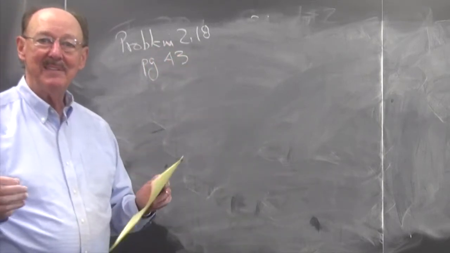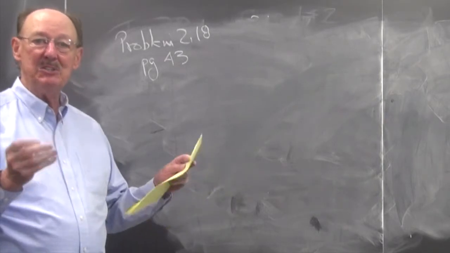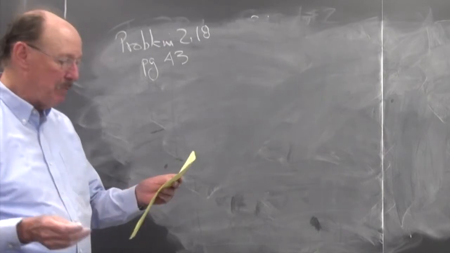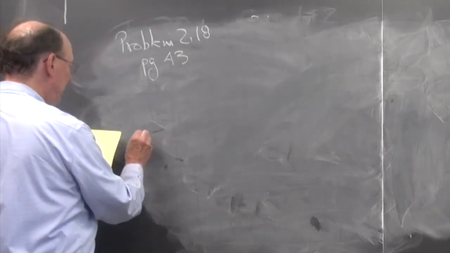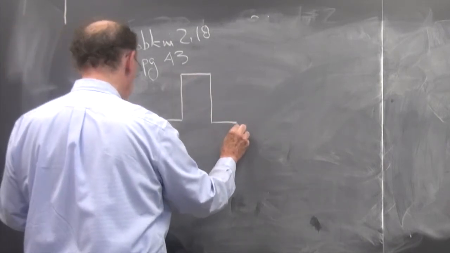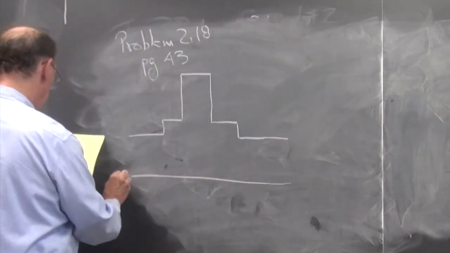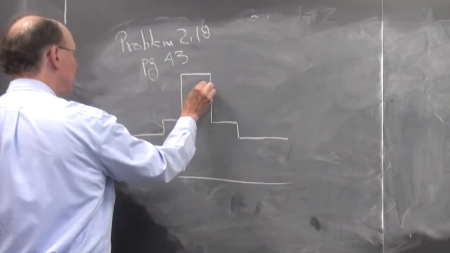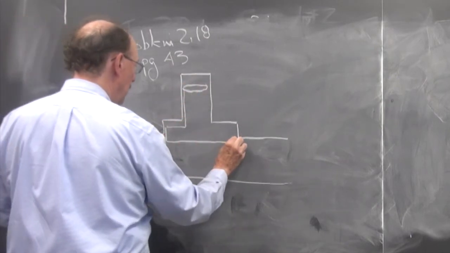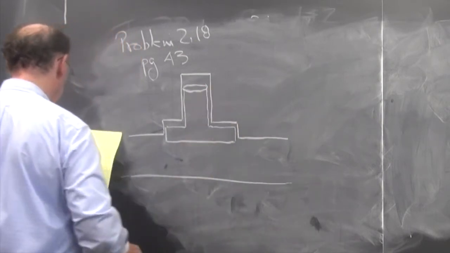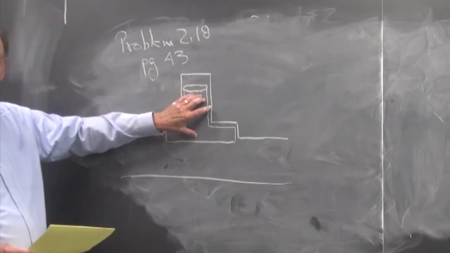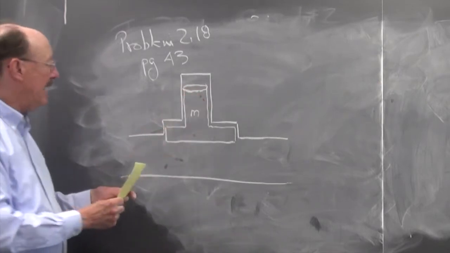Again, you can stop the video and go look in the book and see what it is, because I'm basing this on that sketch and the language in there. So what we have is we're going to have something like this. Basically we have a mass. So I have this mass that's a piston, and it has a certain mass.